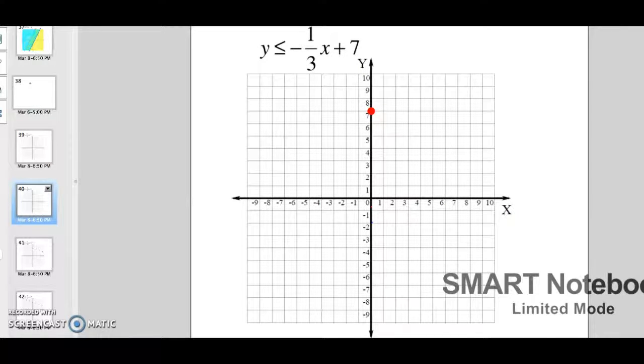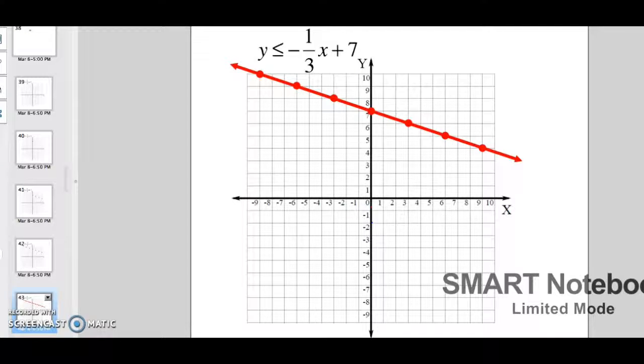My slope is negative 1/3, so I'm going to go down 1 to the right 3 and do that till I reach the end of the graph. Then I'm going to reverse it by going up 1 to the left 3. And now my entire graph is plotted. So now I'm going to connect it. Now there is a line under the inequality, so that tells me it is an equal to statement, and that will be a solid line. Okay, it is now a less than statement, so that means I shade everything below the line.